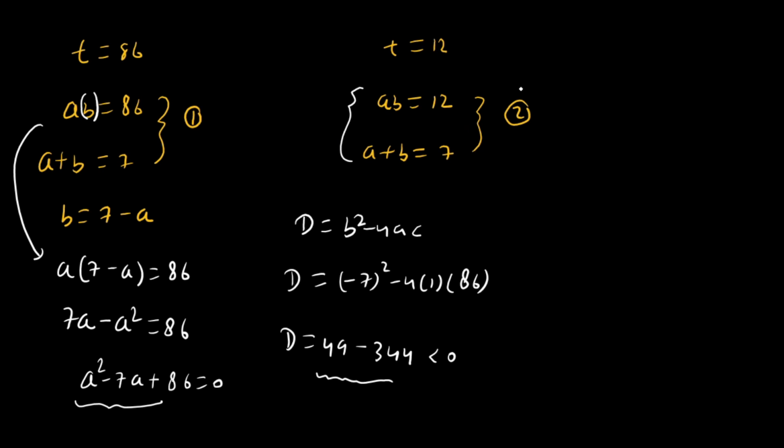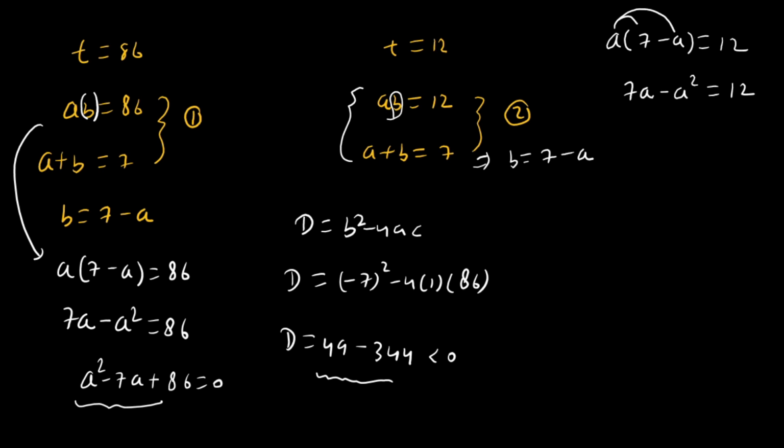Case second is a times b = 12 and a plus b = 7. This implies b = 7 − a. Replacing b by 7 − a, a times (7 − a) = 12. Then a multiplied by 7 gives 7a, and multiplied by −a gives −a², and this equals 12. Taking all the expression to the same side, a² − 7a + 12 = 0. This is a quadratic equation, and we will apply middle term split to find the value of a.